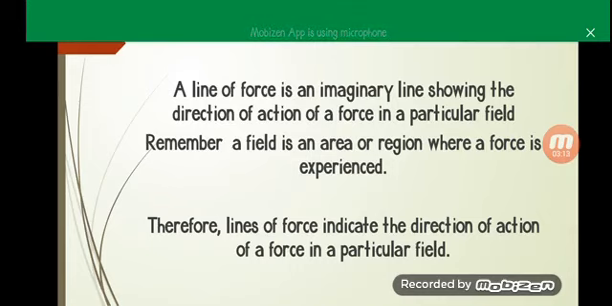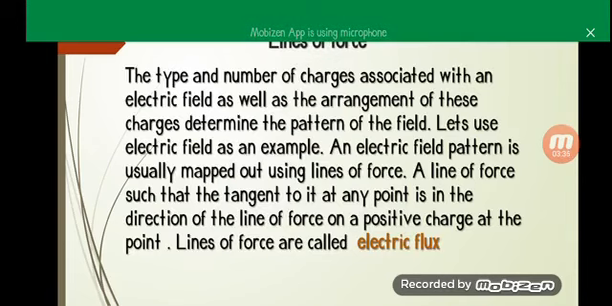Another thing, lines of force, because you don't just see one line, you see lines. The lines of force is what indicates the direction of action of a force in a particular field. So there are basically four types of field. I meant to say electric field, magnetic field, electromagnetic field, and gravitational field.